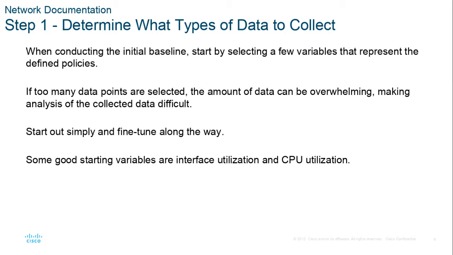So what type of data are we going to start with? He says the good thing to start off with is interface utilization and CPU utilization. How many bits of data are flowing out the gigabit ports and the serial ports of our devices? How busy is the CPU on that device, like that router or that switch?